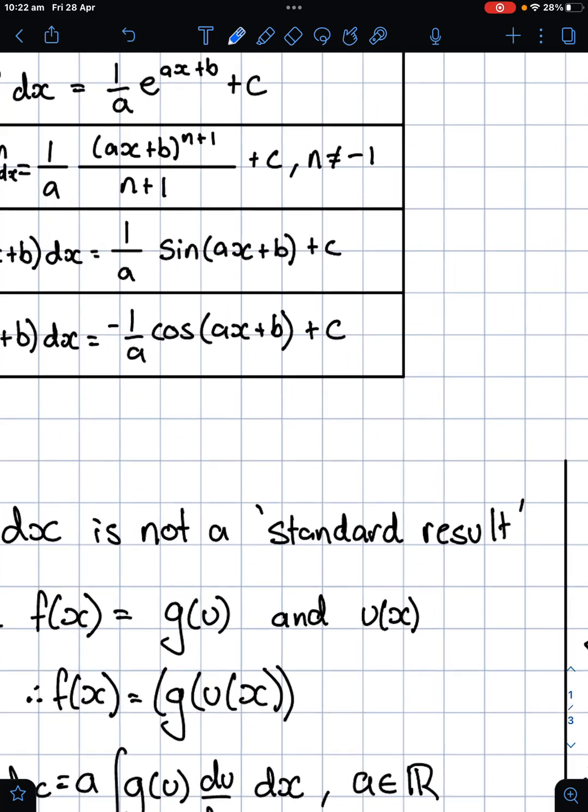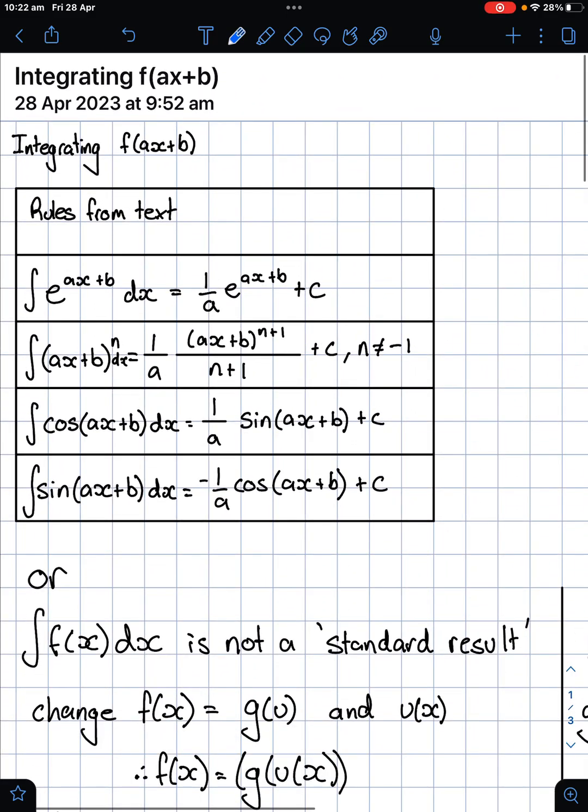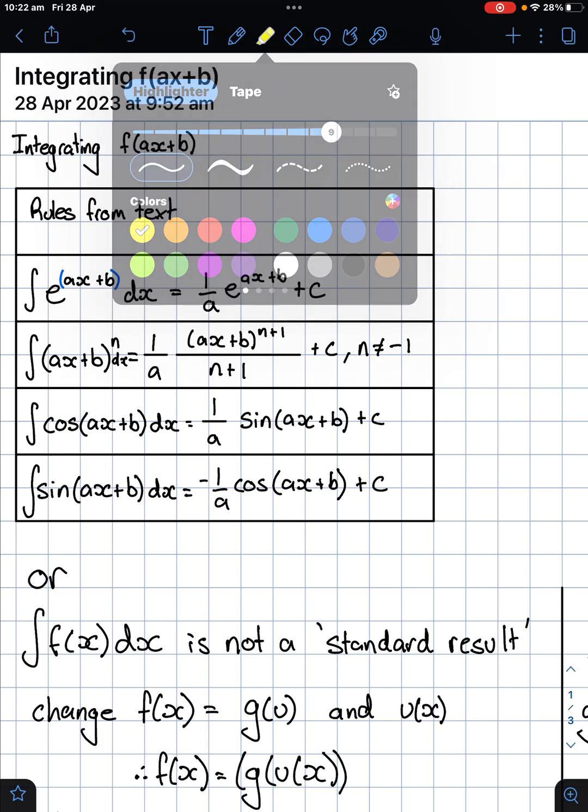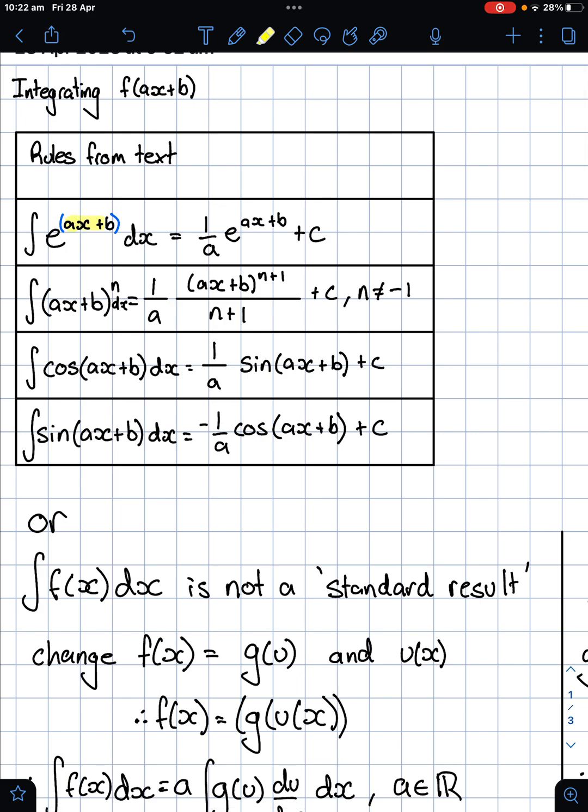All right, so looking at integrating functions that have a linear function inside them. Looking at the rules from the text, you can see we're looking at a very specific sort of function here. Ideally, I'm going to show you a different method which I'd prefer you use, but I'm leaving these rules here if you decide to use them.